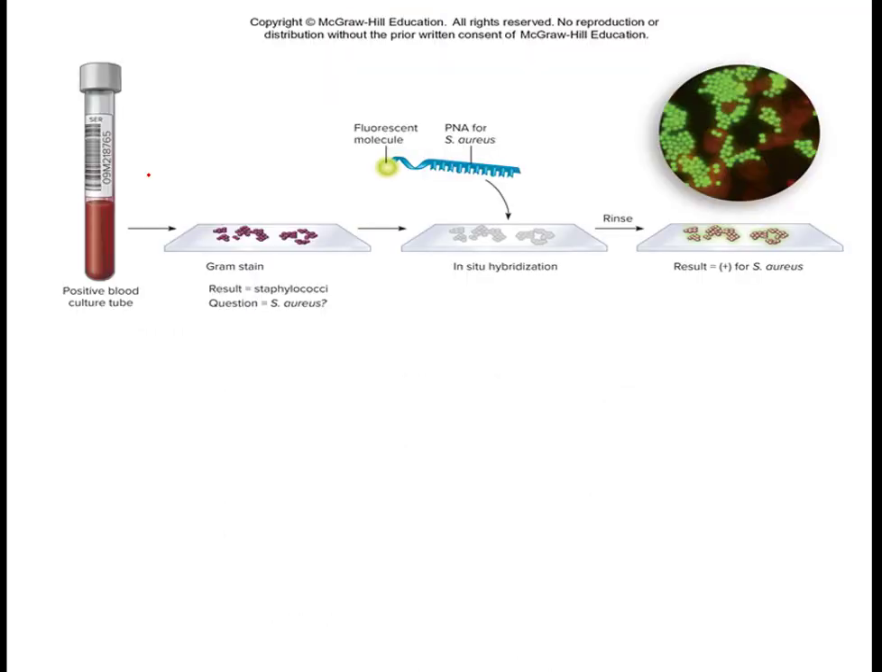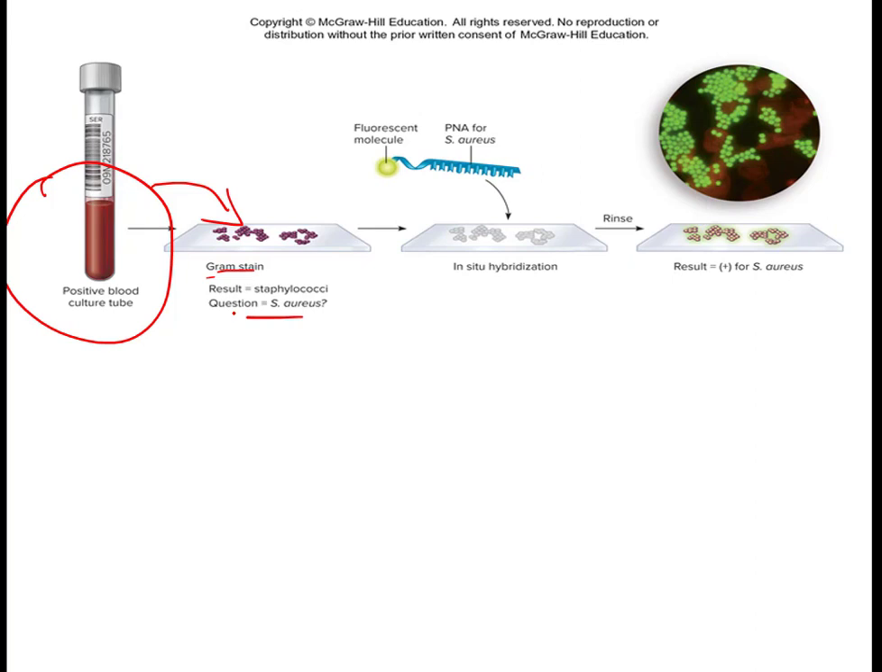Let's say, for example, you had a potentially septic patient and you needed to figure out what kind of bacteria is causing this sepsis. What you would have to do is take a blood sample from this patient. Usually first we would do a gram stain. Then you might suspect from the gram stain, for example, if you saw gram-positive grape-like clusters, you would say, okay, it's probably Staph aureus. But you really need to confirm for sure before you start treating.